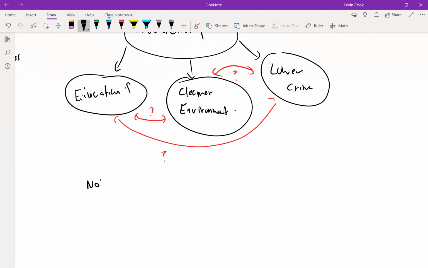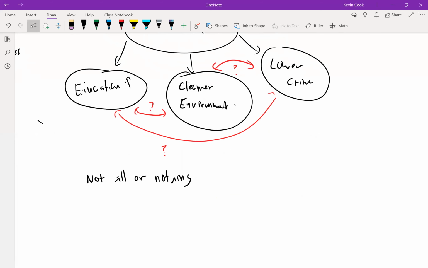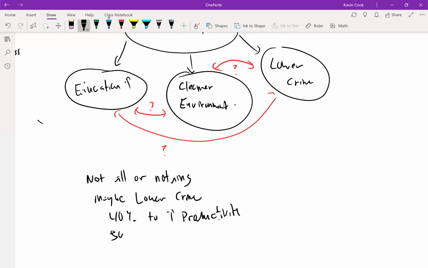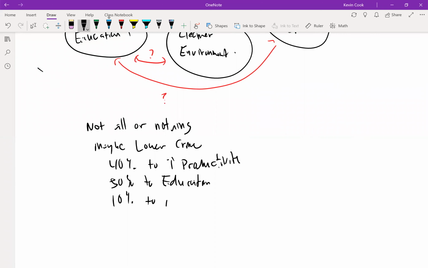But remember, this is not going to be an all or nothing deal, right? We could say that a lower crime rate is something like 40% contributed to our increase in productivity, 50% to education, and then 10% to, you know, maybe more opportunities outside of either of those two, right?